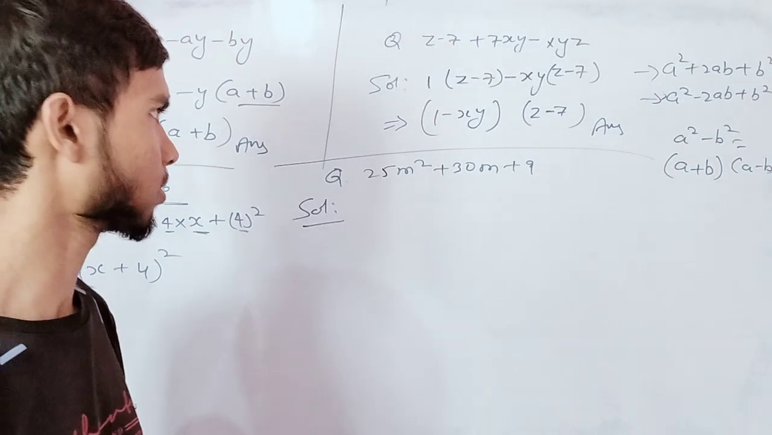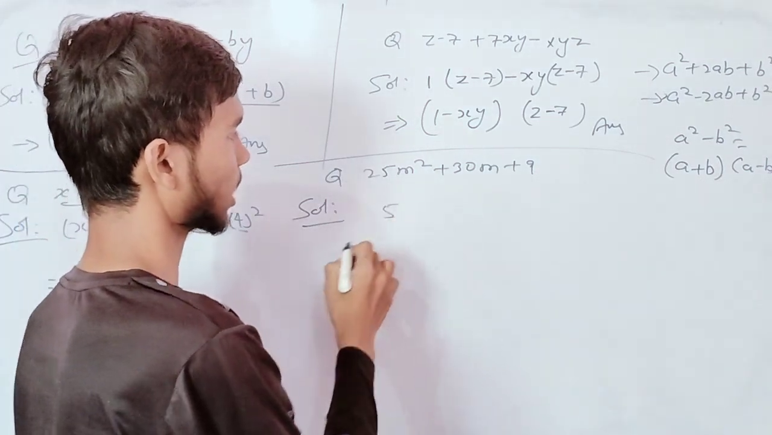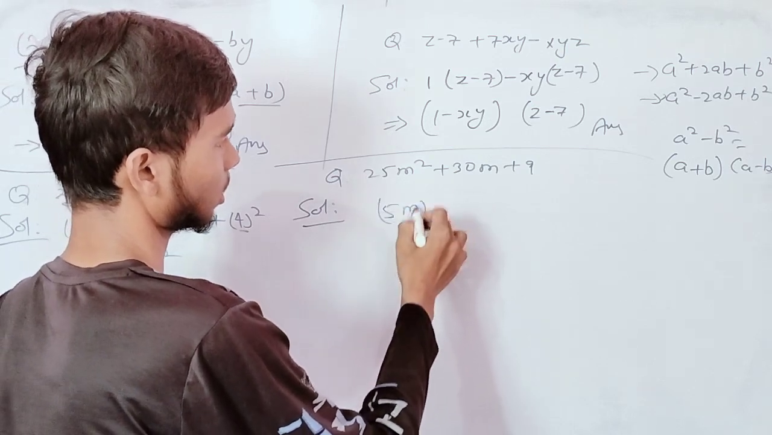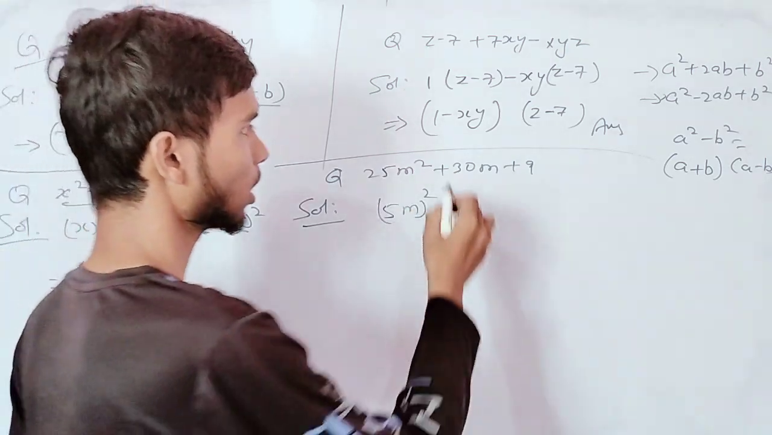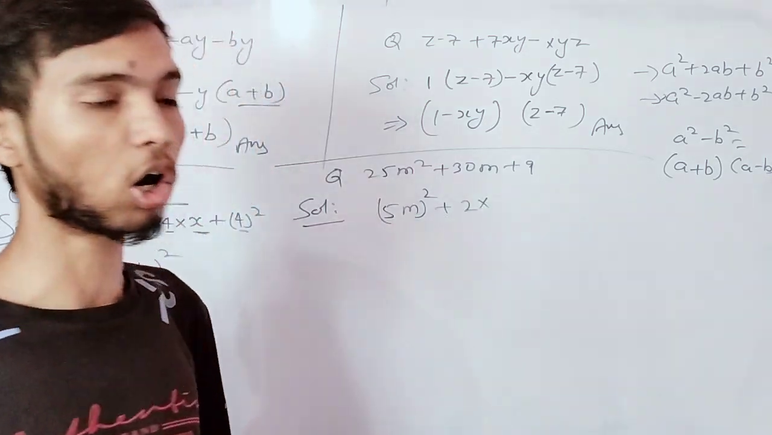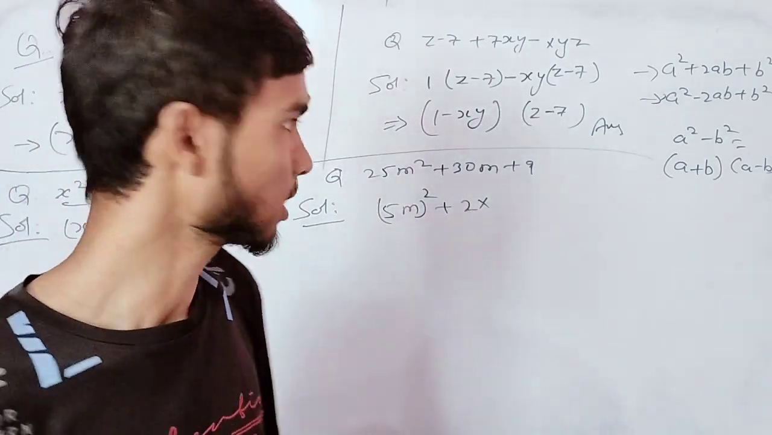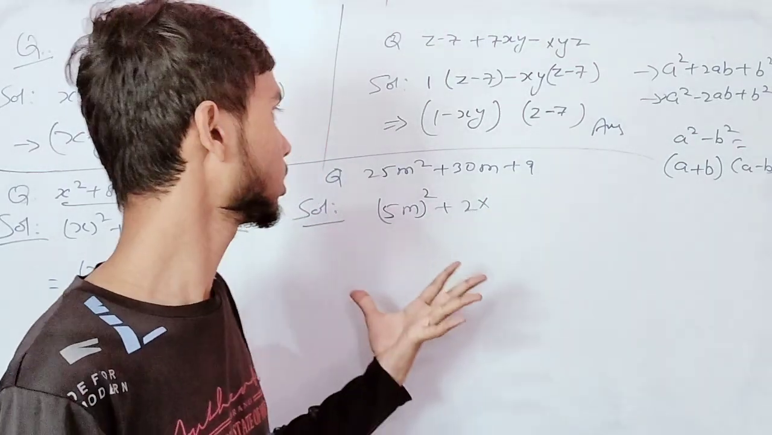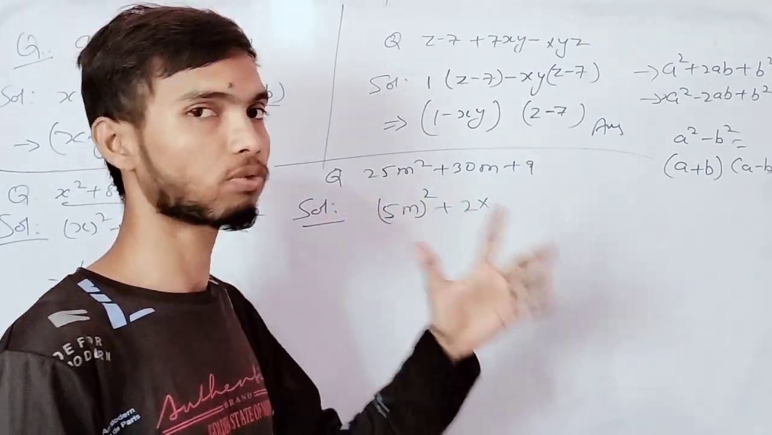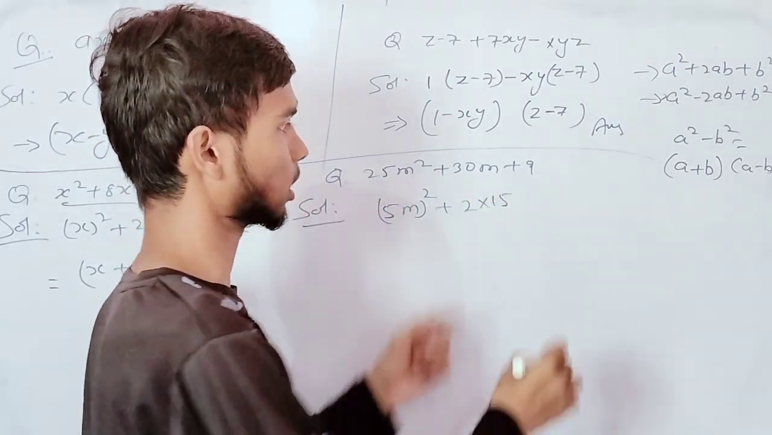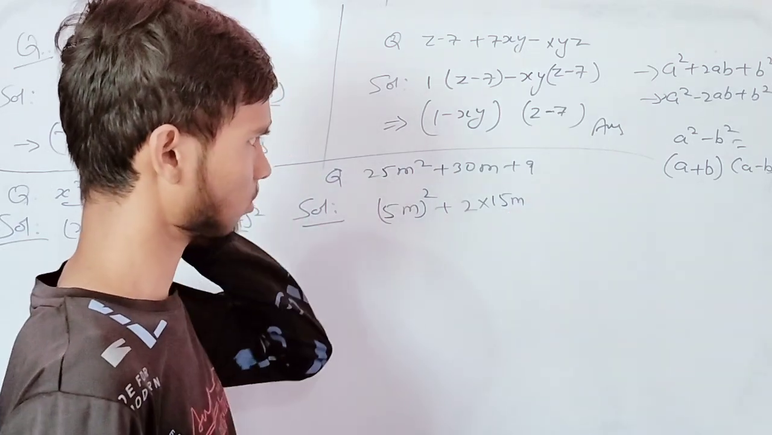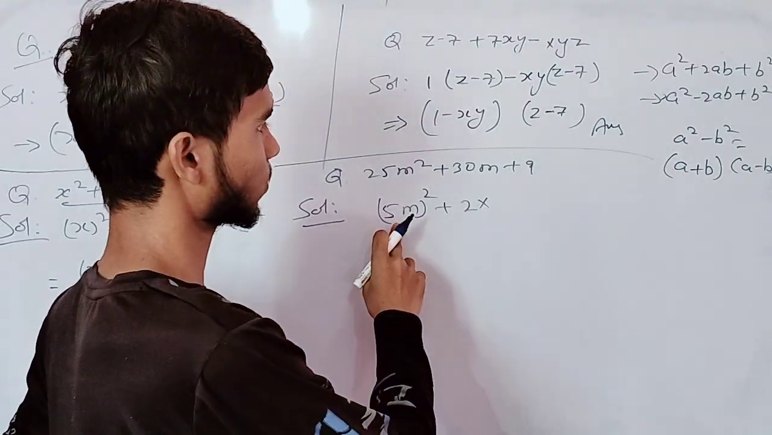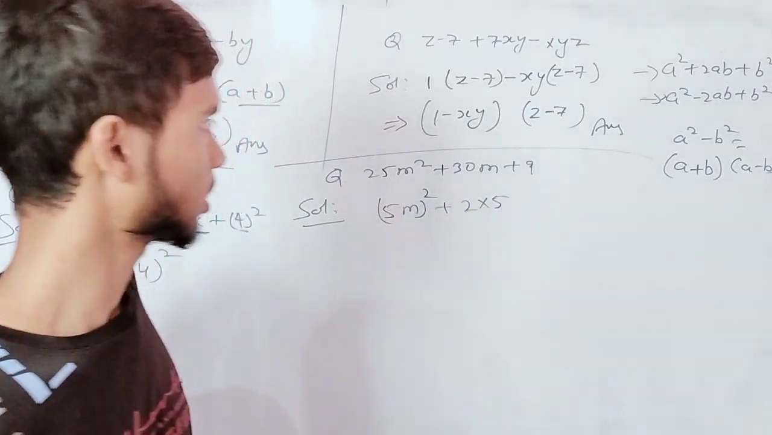Now in this question, 25 is the perfect square of 5. That's why we can write it like that. Clear? Plus 2 multiplied by, now what will we write here? The product of 2 multiplied by that unknown number will give us 30. So 2 times 5 times, hold on. This is 5. Yes, this is 5. Clear?